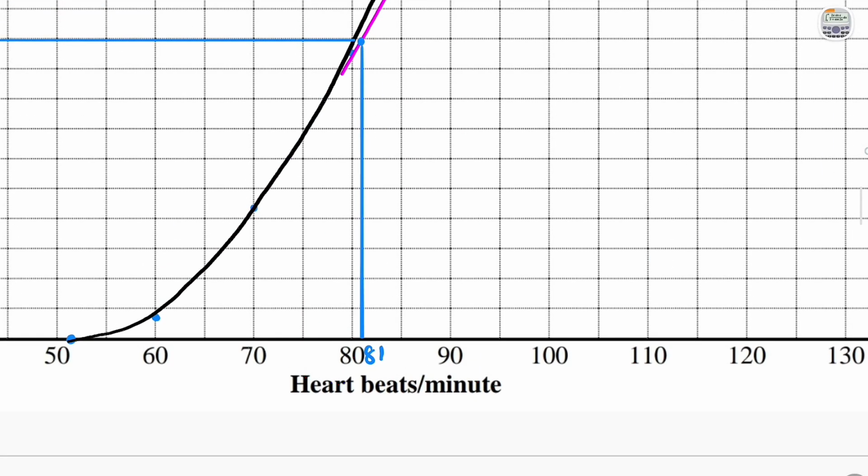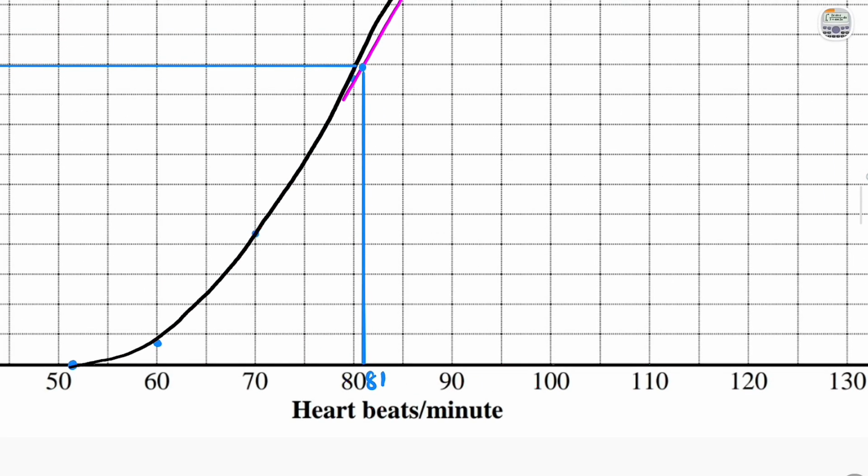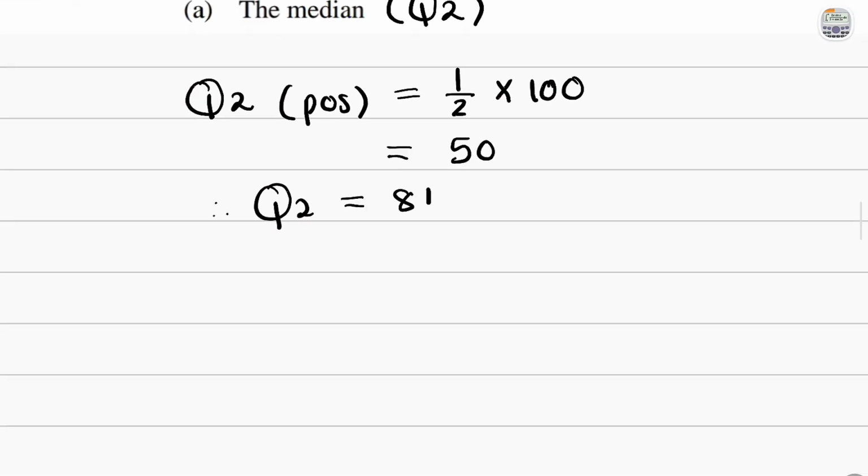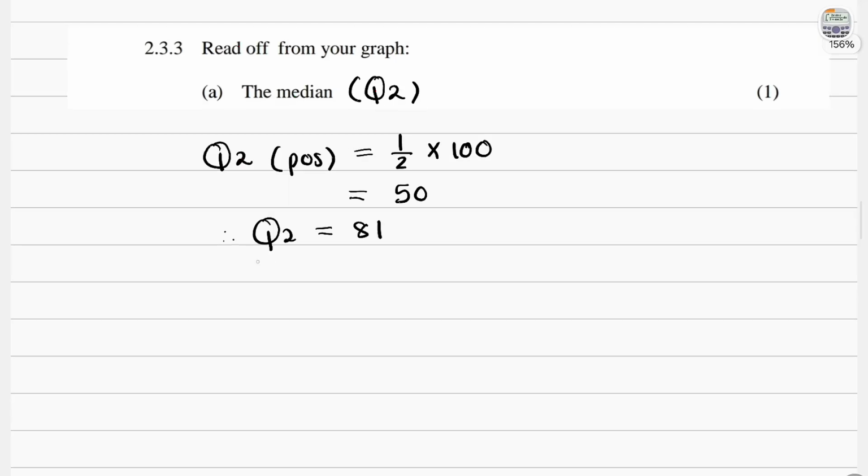It can't be about 80 because we actually have a data point with 80, so it wouldn't make sense. So Q2 is 81. Okay, and that is our answer for Q2. Moving on to the next question.